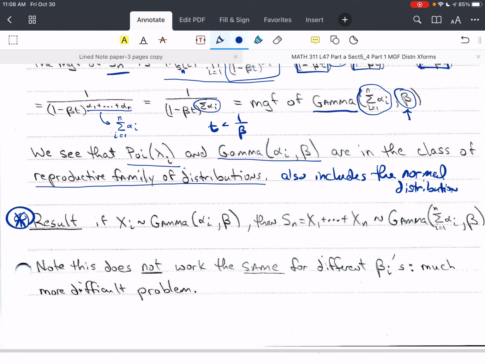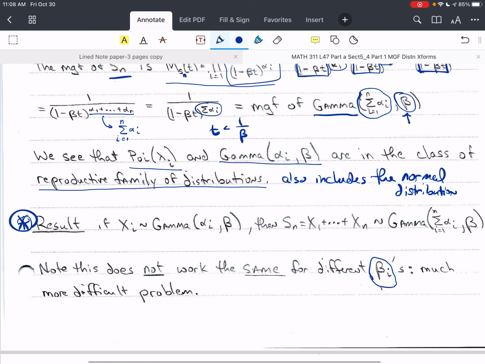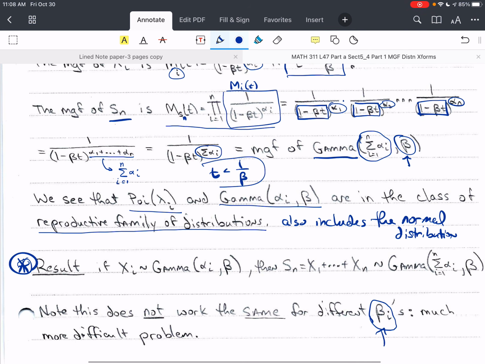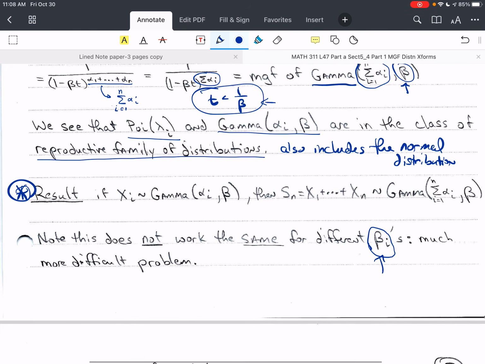Before we end, also note that this is a very simple problem compared to the one where we let the beta i's change. I have worked out that problem. It's very tedious and challenging to do, and it ends up with a distribution that I had not seen before. With changing betas, notice that you would also change the range of t for each of these, so this would be a much more challenging problem. You have to look at the intersection of the different 1 over beta i's to get the range of the new MGF and the new distribution.